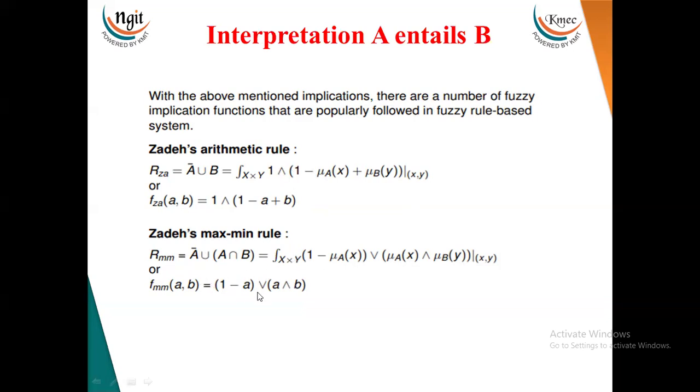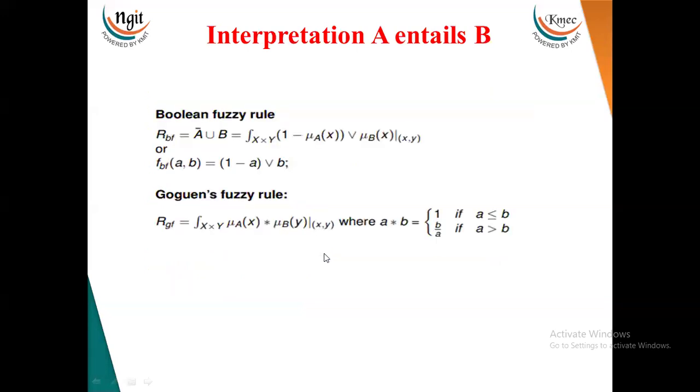So what is the rule here? 1 minus a or a and b. So you have to remember these formulas. R_MM equal to x cross y, 1 minus mu a of x or mu a of x and mu b of y, such that x comma y. Okay, so if you remember these rules, you can easily implement them.